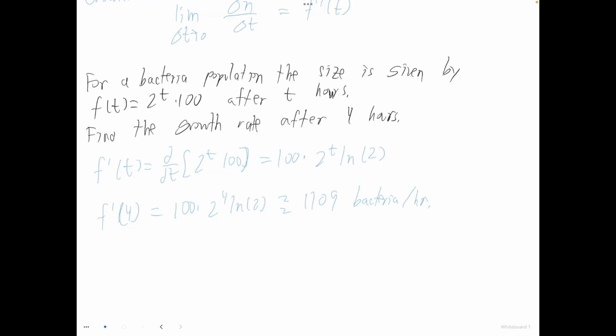So what that tells us is after 4 hours, the rate that these bacteria are growing is about 1,109 bacteria per hour. And so that's just giving us an idea of how fast our population is growing. This is used often in biology to measure various ecosystems to see how fast things are growing and changing.